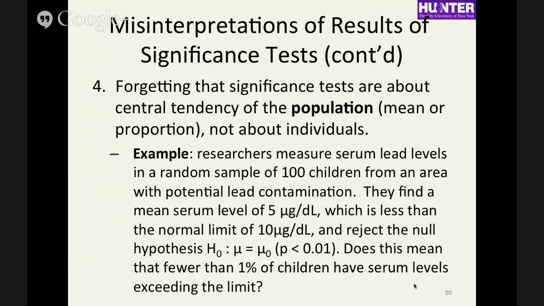So we measure serum lead levels in a sample of 100 children from an area with potential lead contamination, find a mean of 5 micrograms per deciliter, which is less than a normal limit of 10, and reject the null hypothesis, p = 0.01. So does that mean that fewer than 1% of children have serum levels exceeding the limit?